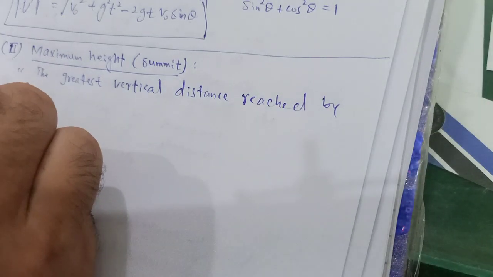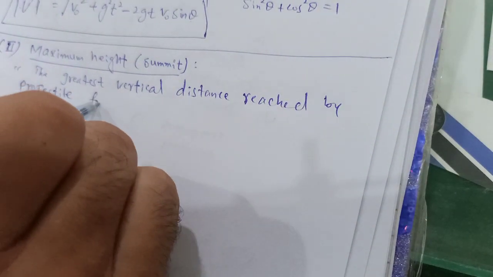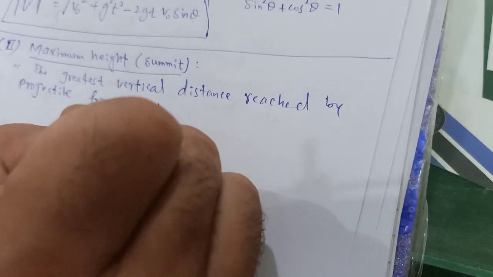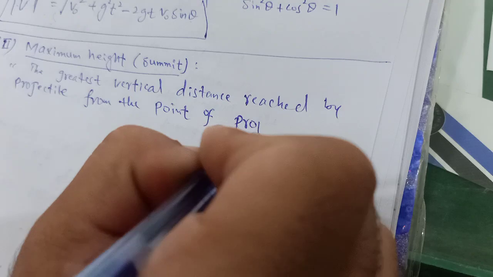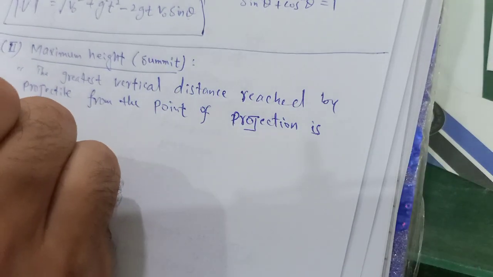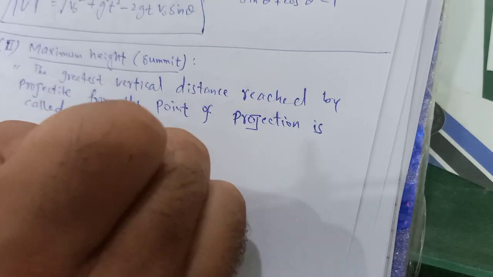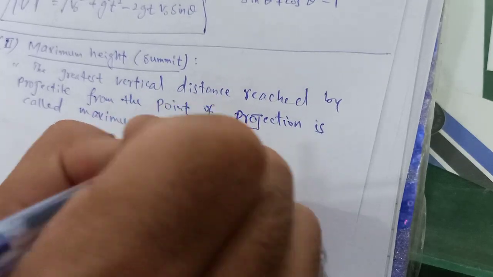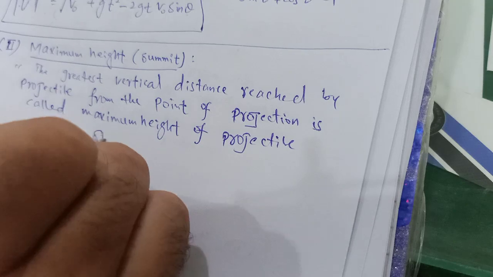Covered by a projectile or reached by a projectile from the point of projection is called the maximum height of projectile, or summit.